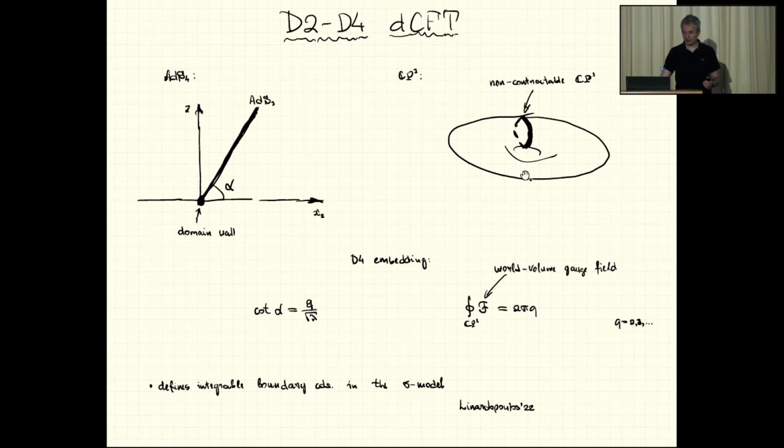So on the CP3 side, the D-brane wraps a two-dimensional cycle. CP3 has natural non-contractible cycles, so there is a two-dimensional sphere that is topologically non-trivial. One can wrap a D-brane along the sphere, and then it is also pierced by Q units of magnetic flux. So this defines the boundary conditions for the sigma model.